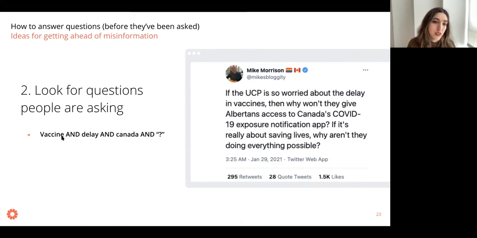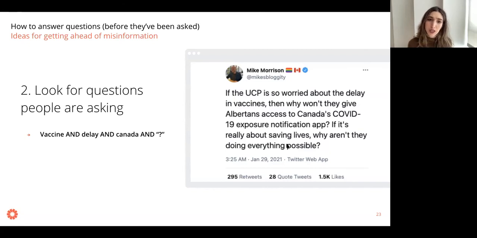So for example, if you typed into Twitter, vaccine and delay and Canada and question mark, you're going to see tweet results that mention these words, but also include a question mark, right? So there's some tricks for being able to identify questions on social media just through the search tools that we're using. If you look at this tweet, this is one of the tweets that comes up if you do that search, and it says, if the UCP is so worried about the delay in vaccines, then why won't they give Albertans access to Canada's COVID-19 exposure notification app? If it's really about saving lives, why aren't they doing everything possible?